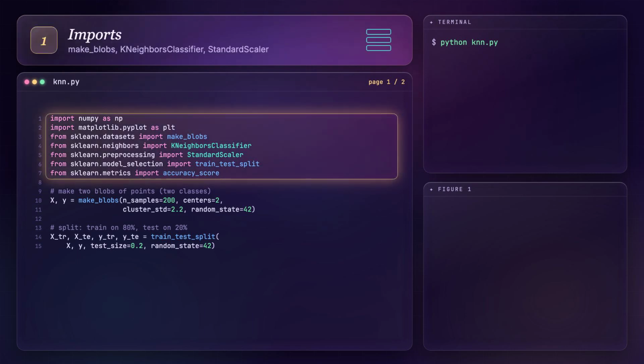The imports. We pull in make_blobs to generate some data. KNeighborsClassifier, that's our model. StandardScaler for the feature scaling we just talked about. The usual train_test_split, and accuracy_score to grade the result.